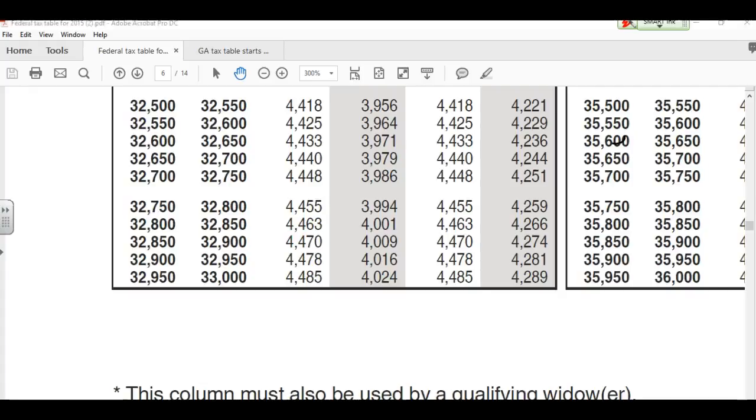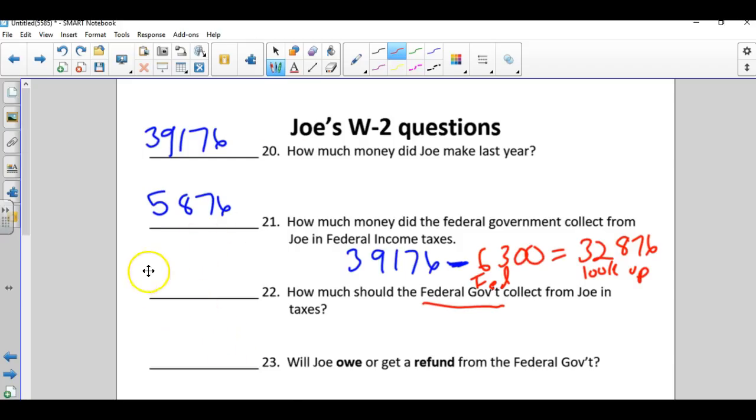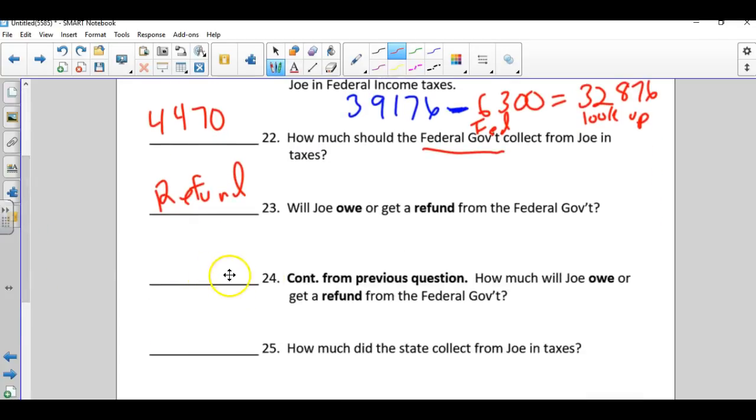All right. So I go back to the worksheet. That's going to be $4,470. Well, seeing how they took more taxes from him than they should have, he's going to get a refund. And how much is that refund going to be? Well, if I subtract 5,876 minus 4,470, that'll give me a total of $1,406.